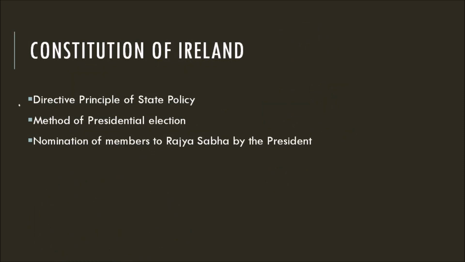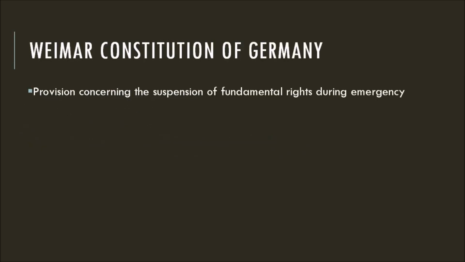From the Constitution of Ireland, we have taken the directive principles of state policy, method of presidential election, nomination of the members to Rajya Sabha by the President. From the Constitution of which country the directive principles of state policy and the method of presidential election are taken is also a repetitive question in SSC. The provision concerning the suspension of fundamental rights during emergency is taken from the Weimar Constitution of Germany. This question is also being asked many times.